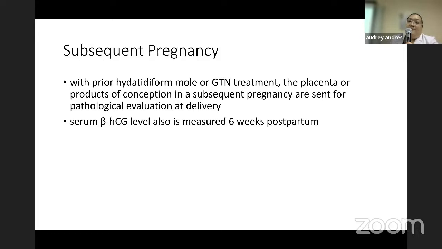Okay. With prior treatment, placenta of subsequent pregnancy automatically sent for evaluation and delivery. And serum beta HCG level is measured 6 weeks postpartum. Even if the current pregnancy has been shown not to be diagnosed with HMO or GTN. Okay? So it's a very good measure that even if everything is normal, patient has history of HMO, you check the placenta, you check their serum beta HCG level 6 weeks postpartum.